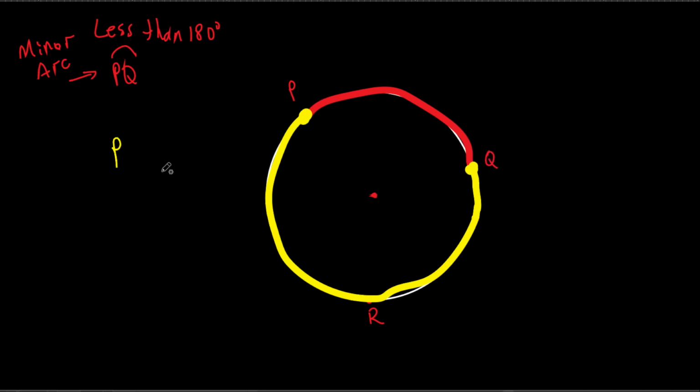Shaheen, what do you think? No. So you start from P. It went through another point right here at R, so I'm going to put an R, and then it ends at Q. No, you just stay right there. This right here is called a major arc.